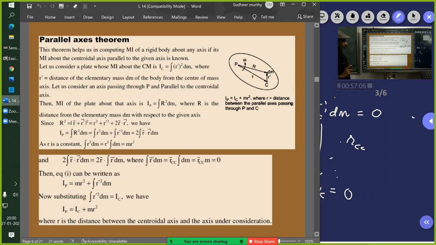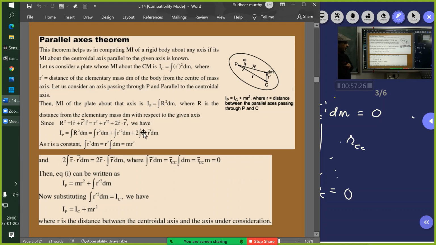Why did they take R bar CC, when they could directly have written that it is 0? Yes, directly they could have written. We have written it this way because further on we are going to make use of this symbol for some other reason, but don't bother about it. You can directly write here integration R bar dash dm is equal to 0.